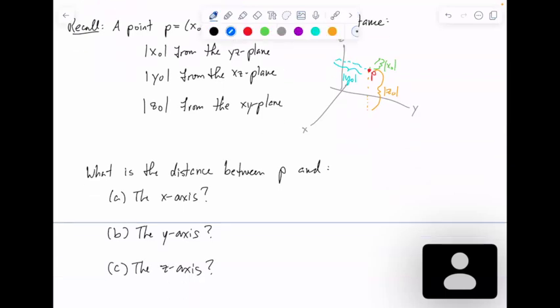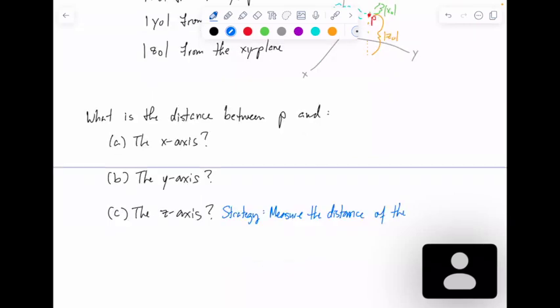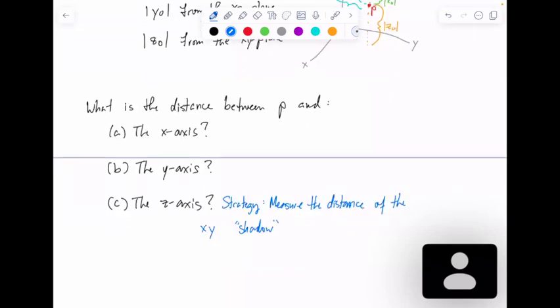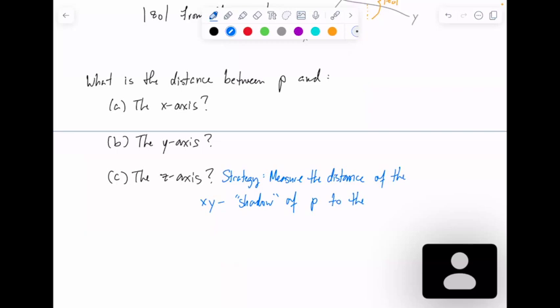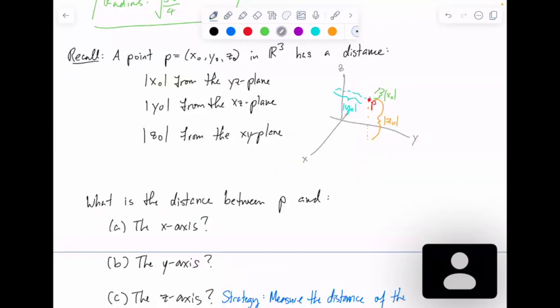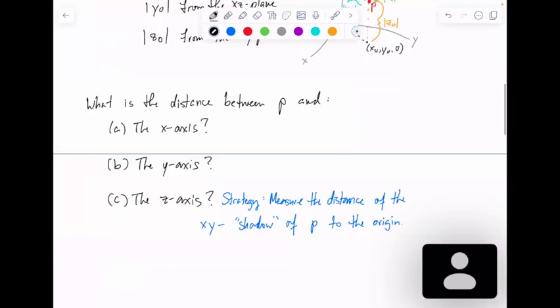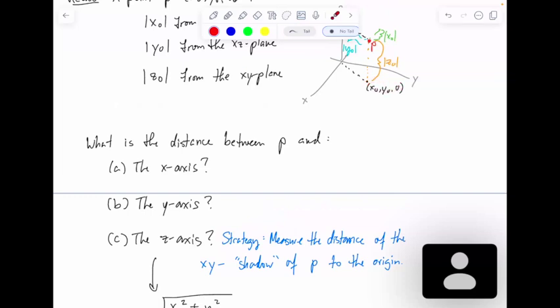So the strategy is to measure the distance of the xy shadow of P to the origin. In this case, the shadow of P looks something like this. This is x naught, y naught, 0. And I also have a central distance here that I'm measuring. So this is the same distance as if I hadn't measured this. So what is the distance here? The distance is given by the square root of x naught squared plus y naught squared, because the distance from x naught, y naught, 0 to 0, 0, 0 is exactly that.